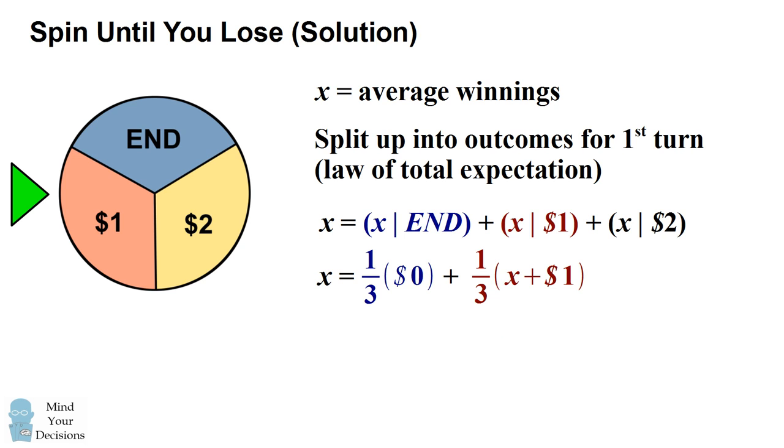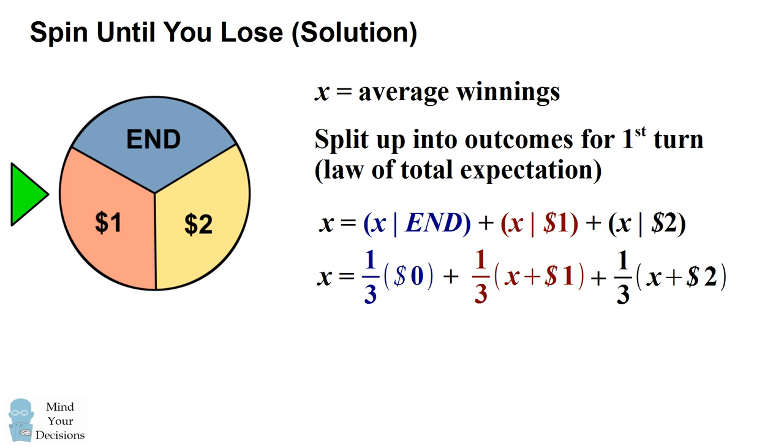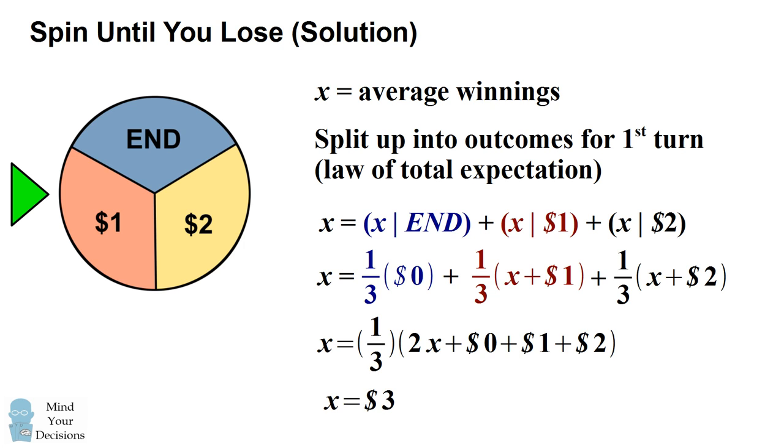Similarly, if you land on $2 on your first turn, it's as if the game has started over except you have an extra $2. So your expectation in this case will be that you're going to expect to make $2 more than x. So if we combine this in the expectation, we have an expression for x. We can now simplify this. I'm going to group out the 1/3 term. I'm going to have 2x, and then we have the sum of the dollar values of 0, 1, and 2. We end up solving that x is equal to $3.